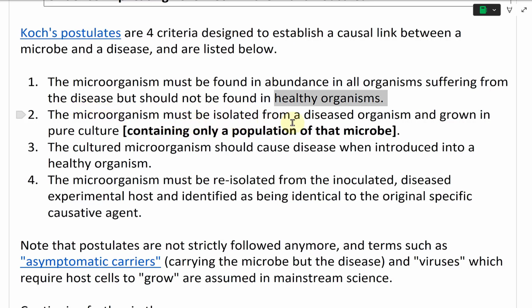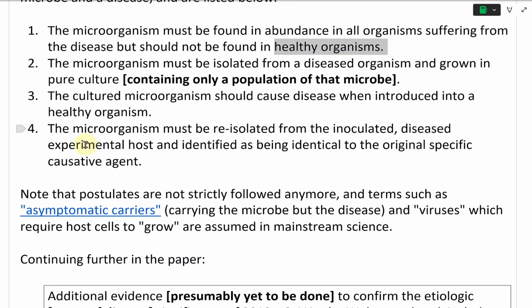And also, once you isolate it from the disease, it has to be grown in pure culture. And then the cultured organism should cause disease when introduced into a healthy organism. And then you should be able to re-isolate it from that and show that it's the same thing as the original one. That's Koch's postulates in a nutshell.